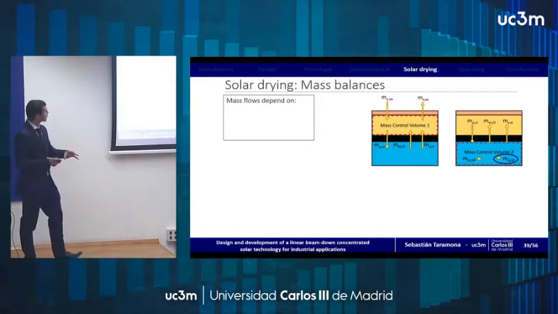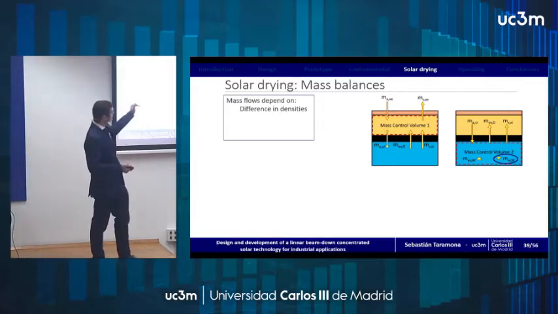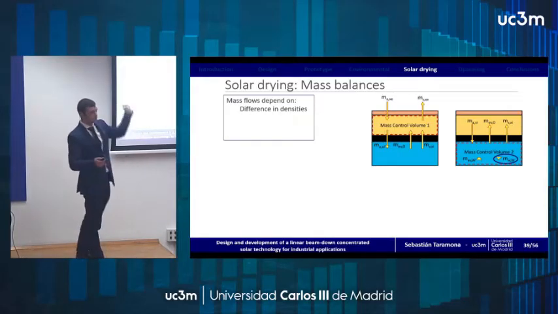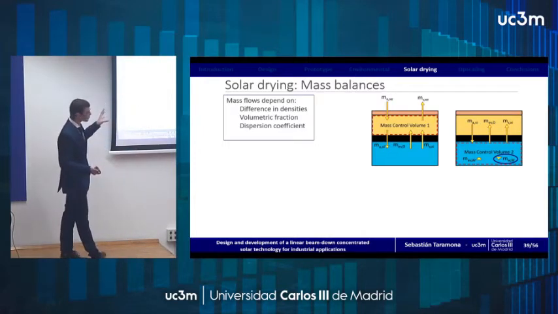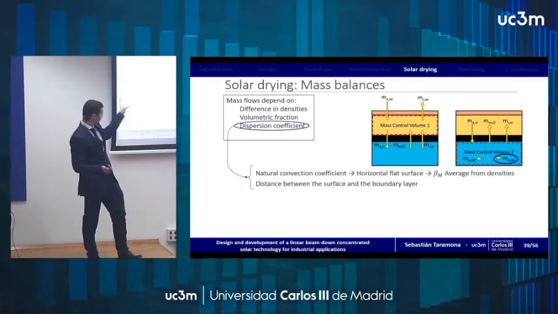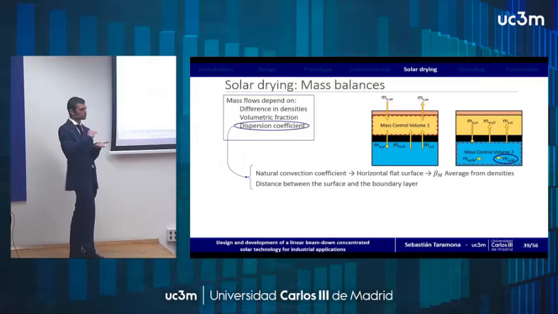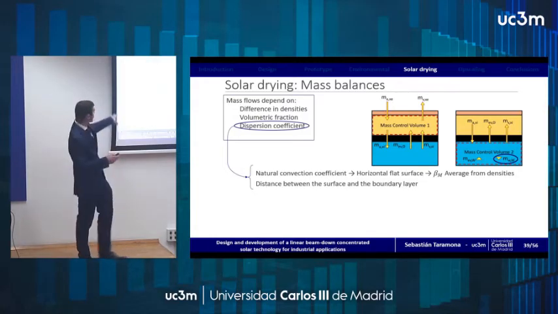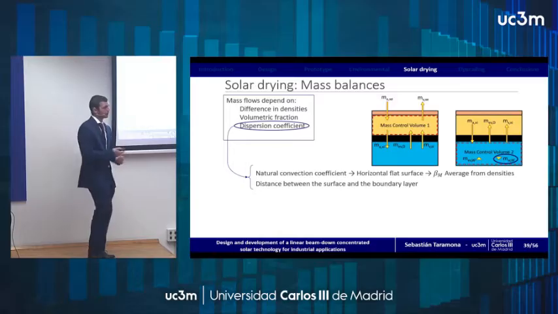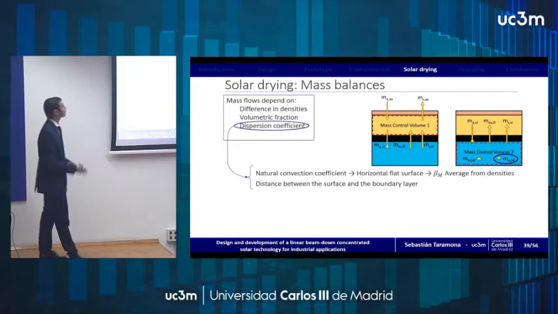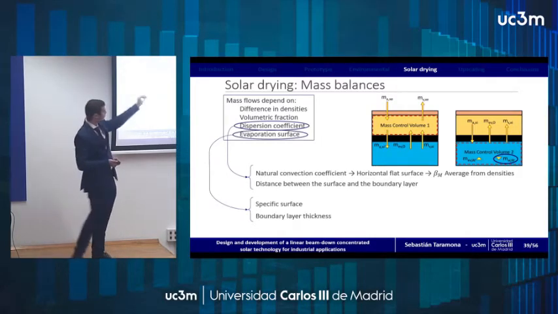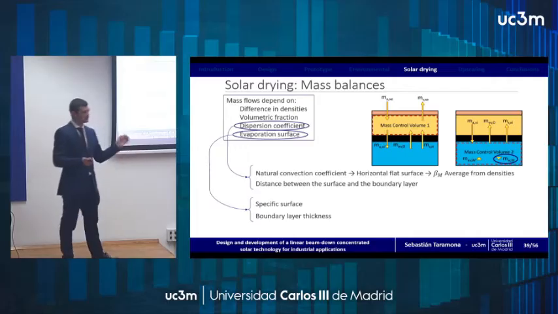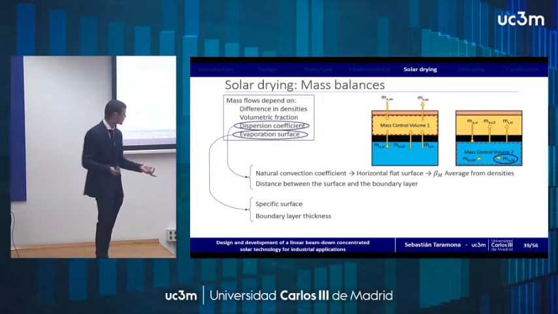So, first we're going to be solving the mass balances. In this case, we have to take into account the difference in densities between both sections of the bed as well as with the exterior, the volumetric gas fraction within the bed, a dispersion coefficient that's calculated from the natural convection coefficient, assuming a horizontal flat plate on the surface, and also the distance between the surface and the boundary layer that represents the drying process. And additionally, we also have to take into account the evaporation surface that's going to be in the boundary layer, which is defined by its thickness and its specific surface.